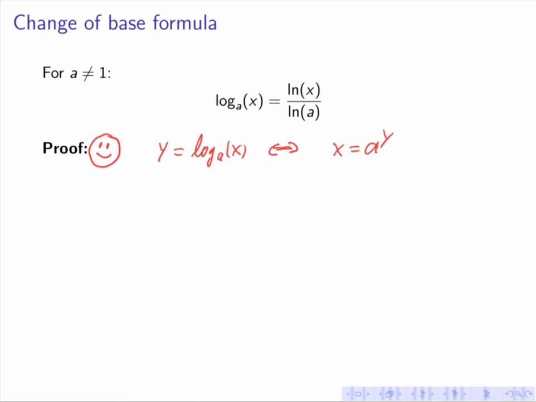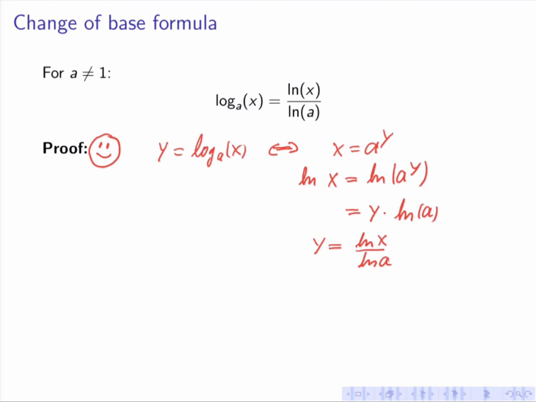But now I can apply the natural logarithm on both sides of this equation. So I write ln x is equal to ln a to the y. Now on the right hand side I can apply the third rule, which I had 2 slides earlier. So then this is also y times ln a. Now this equation I can solve for y. So I get y is equal to ln x divided by ln a.